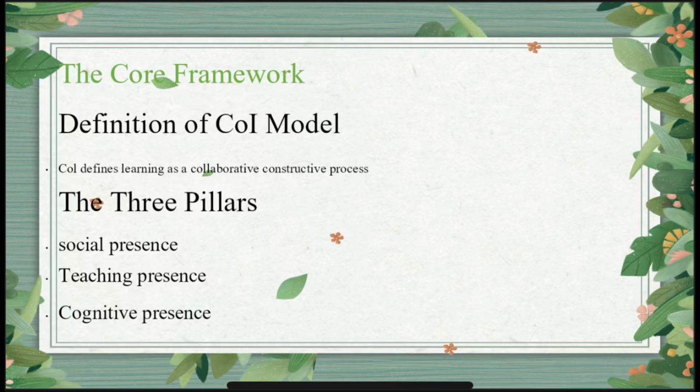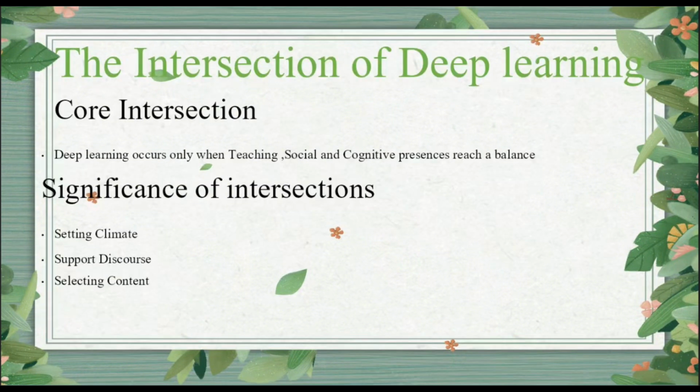The community of inquiry theoretical framework represents a process of creating a deep and meaningful learning experience through the development of three elements: social, cognitive, and teaching presence. We also show the intersection of deep learning. Deep learning occurs only when teaching, social, and cognitive presence overlap and reach a balance, and the balance is the path to deep learning.